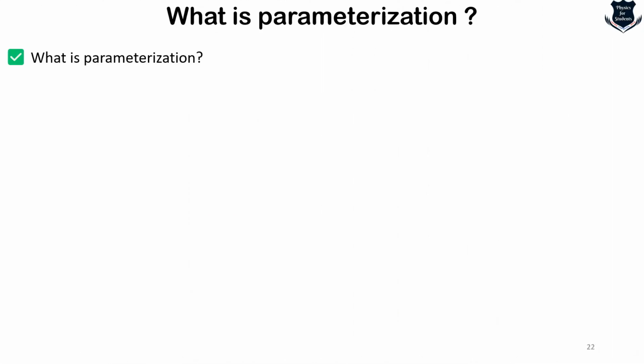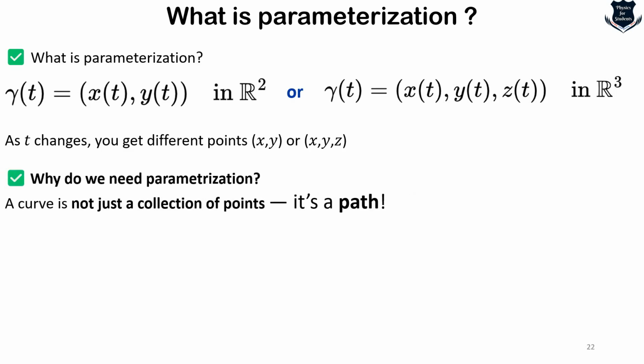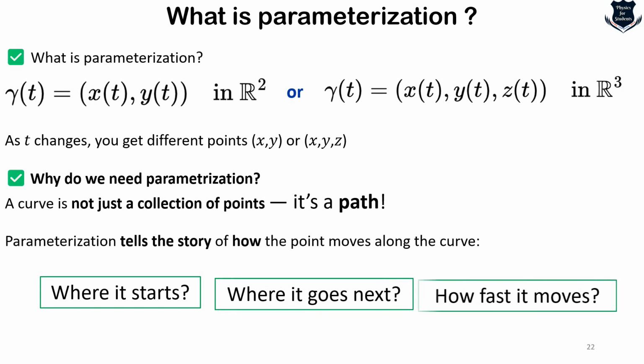So in a strict definition, what is parameterization? In R2 it is known as this, and in R3 it is known as this. As t changes, we get different points (x, y) or (x, y, z). So why do we need parameterization? Because a curve is not just a collection of points. It is a path along which you are going. The parameterization tells you the story: where it starts, where it goes, and how fast it moves. And it is important to know all this in learning differential geometry.